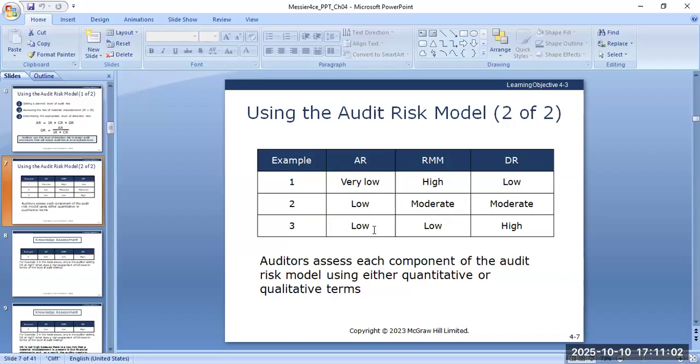Third option is if we want the audit risk to be low and the risk of material misstatement is already low, now for detection risk, we can go easy and we can have a higher risk here. That means less procedures, less people, less time. And that's how we're going to keep this audit risk on the low level.